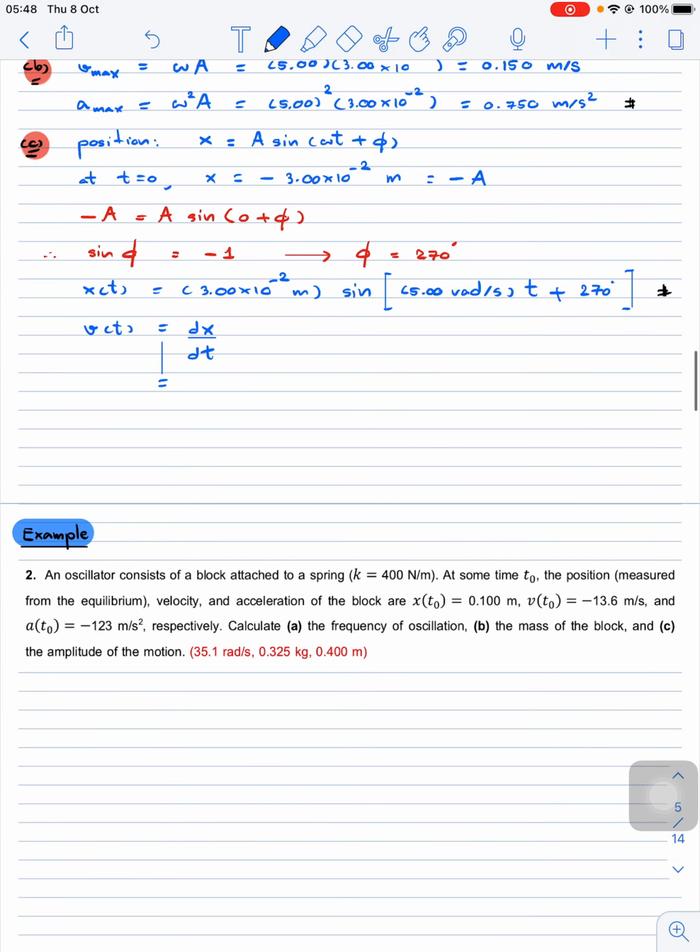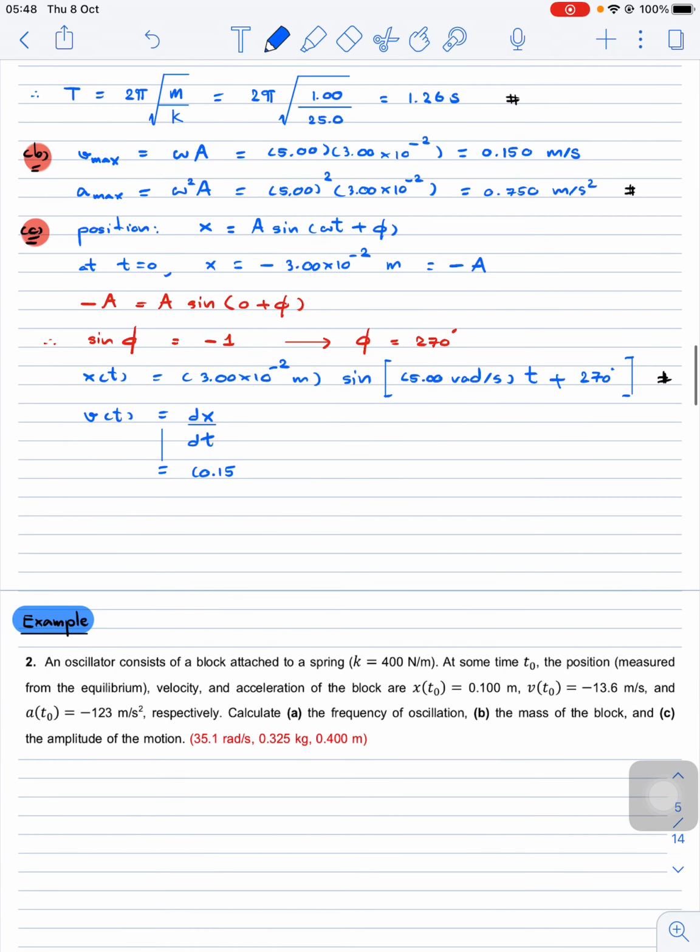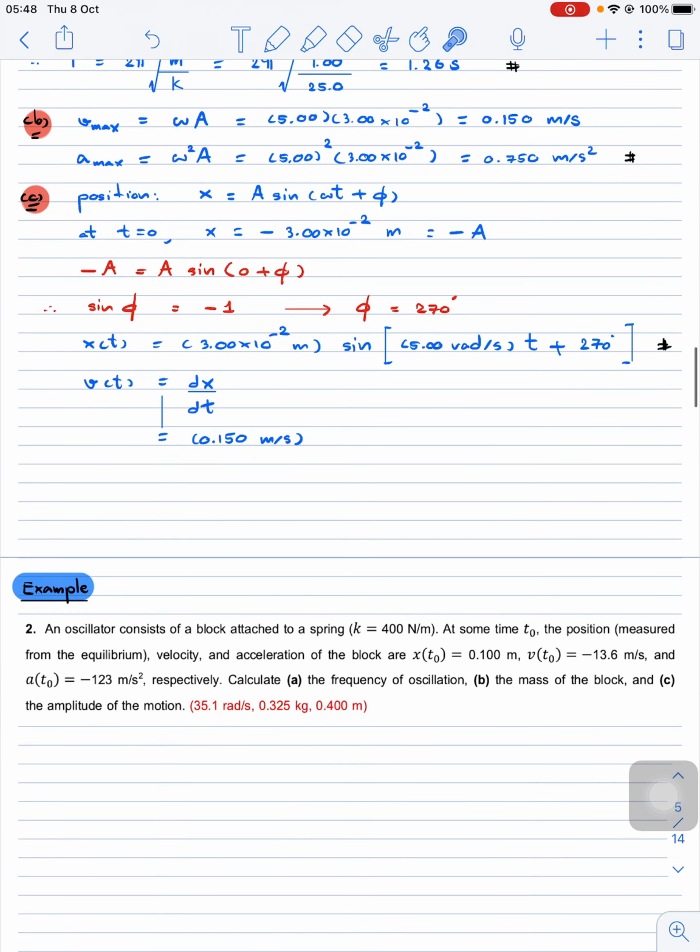Then we have 0.150 meter per second, right? Just coming from the amplitude times omega, so we can get the v max here, and then times the cosine of, so this will be the same thing, so we just write it this way. Okay, you just copy this into this term.